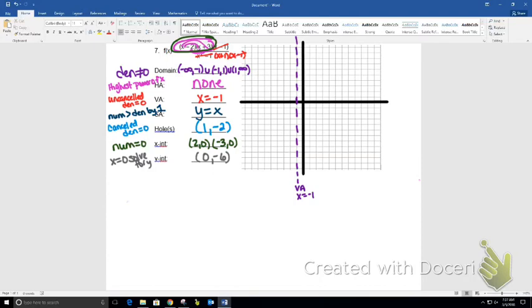Alright, the next thing in our list is a hole at (1, negative 2). Remember, a hole is an open circle. We don't have a horizontal asymptote, so we don't have to worry about graphing it. But we do have a slant asymptote. And that slant asymptote, remember, is y equals x.